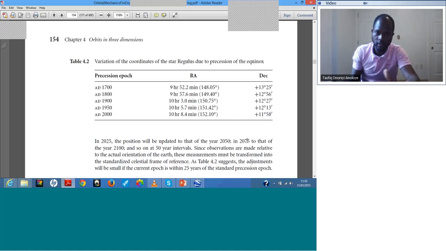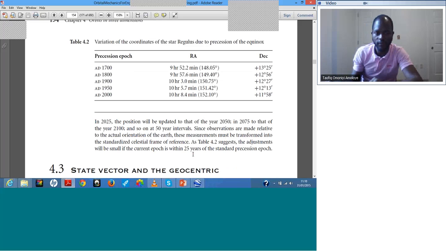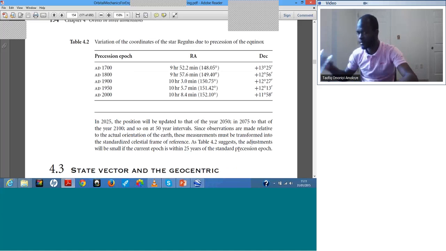In 2075, the vernal equinox will be updated to that of the year 2100, and so on at 50-year intervals. Since observations are made relative to the actual orientation of the Earth, these measurements must be transformed into the standardized celestial frame of reference. As table 4.2 suggests, the adjustment will be small if the current epoch is within 25 years of the standard precision epoch.